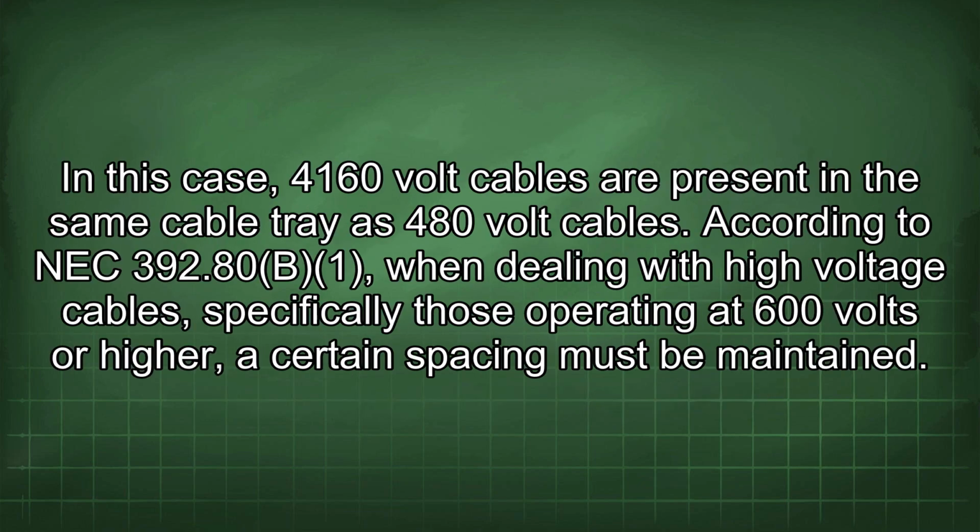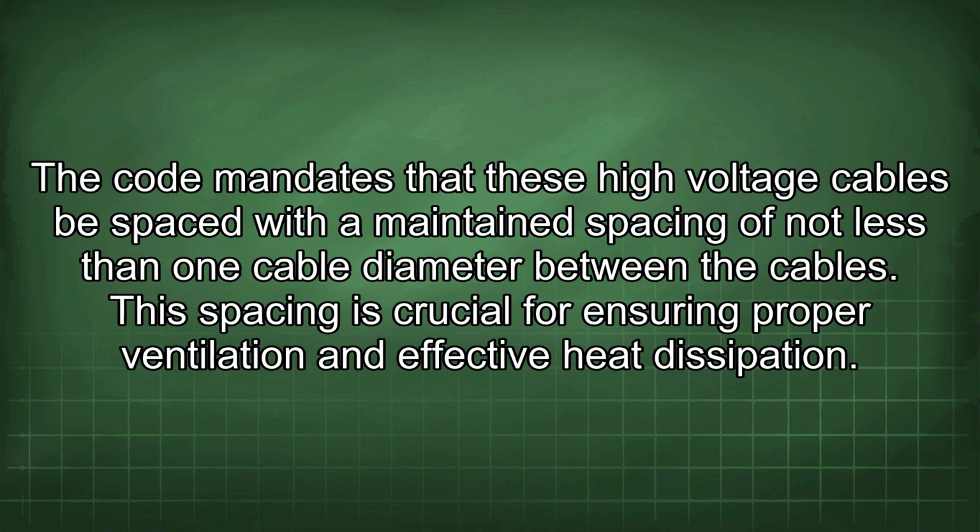In this case, 4160 volt cables are present in the same cable tray as 480 volt cables. According to NEC 392.80(B)(1), when dealing with high voltage cables, specifically those operating at 600 volts or higher, a certain spacing must be maintained. The code mandates that these high voltage cables be spaced with a maintained spacing of not less than 1 cable diameter between the cables. This spacing is crucial for ensuring proper ventilation and effective heat dissipation.